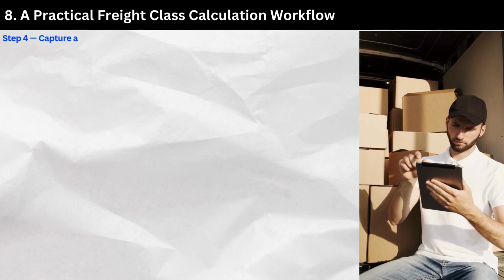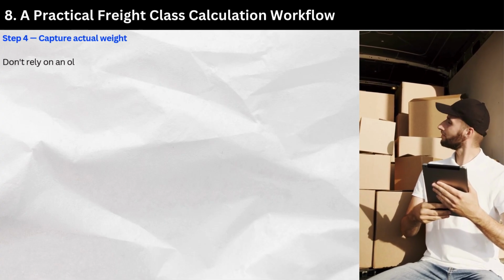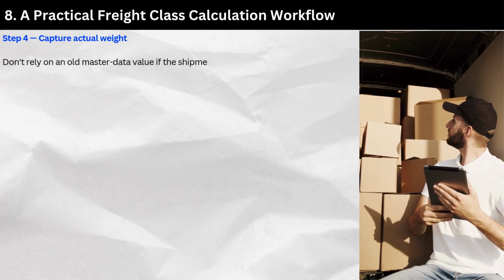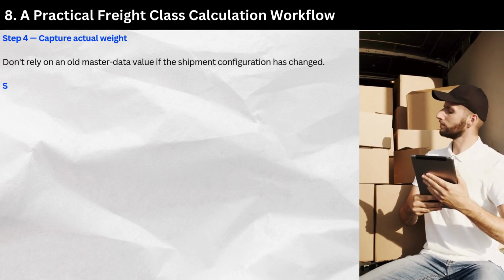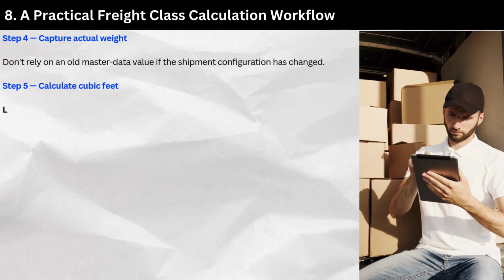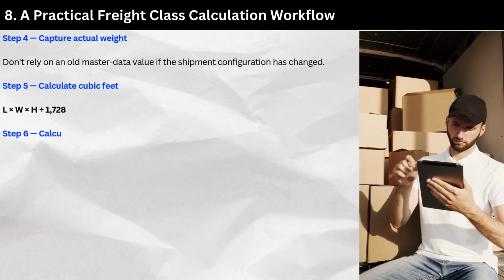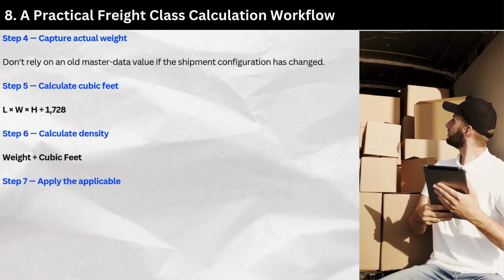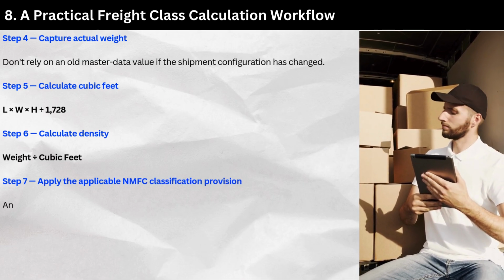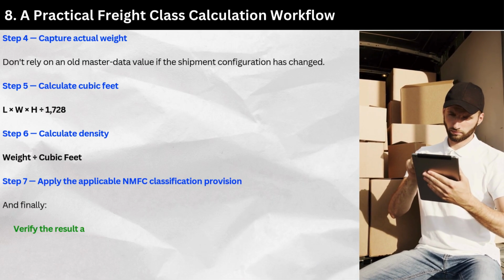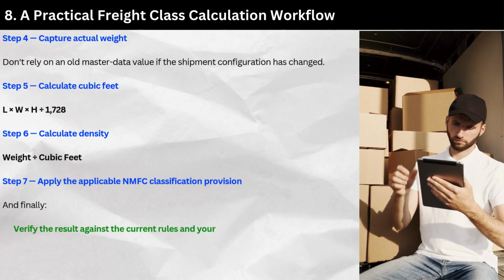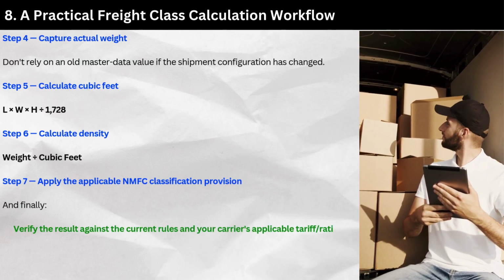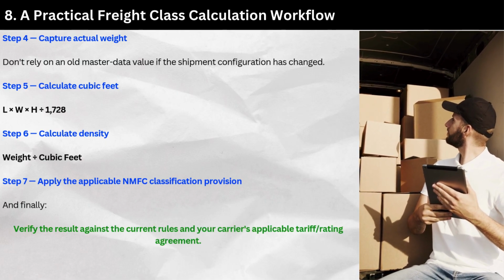Step 4. Capture actual weight. Don't rely on an old master data value if the shipment configuration has changed. Step 5. Calculate cubic feet. L times W times H divided by 1728. Step 6. Calculate density. Weight divided by cubic feet. Step 7. Apply the applicable NMFC classification provision. And finally, verify the result against the current rules and your carrier's applicable tariff or rating agreement.